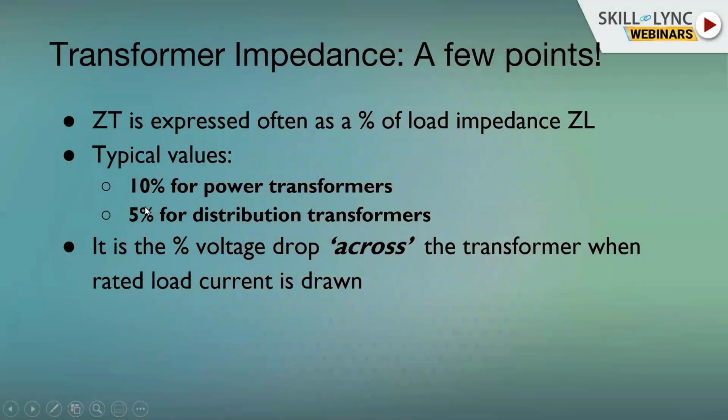And this transformer impedance is often expressed as a percentage of the load impedance. This is very, very interesting and important. Again, the typical values are 10% for power transformers and 5% for distribution transformers. We'll see why it is like this roughly. So when you say power transformers, we are typically talking about 5 MVA and above, right? So this is some important demarcation between these two categorizations, which is also very, very important from practical aspects.